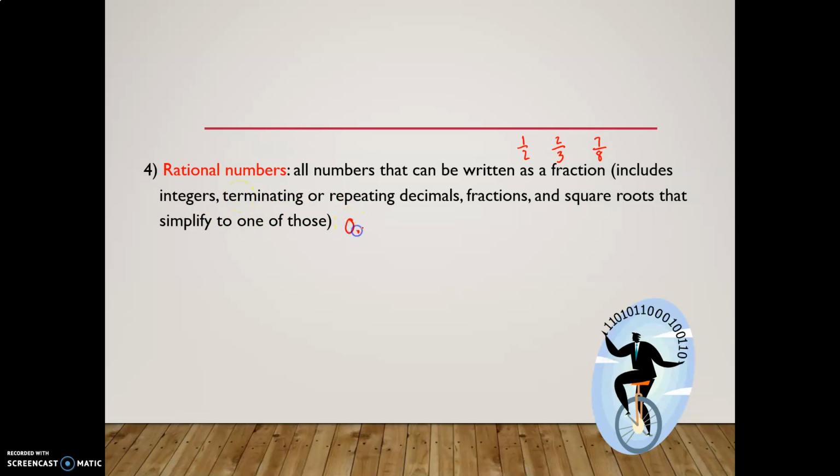So things like 0.12, it just stops there. Repeating decimals would be like 0.12222, if it just kept going on and on forever. It includes fractions and square roots that simplify to any one of those things. So a square root that simplifies to an integer, terminating or repeating decimal, or fraction would be a perfect square. A perfect square could be 25. If I take the square root of 25, I get 5. These would all be examples of rational numbers.